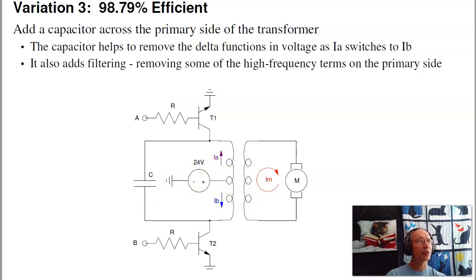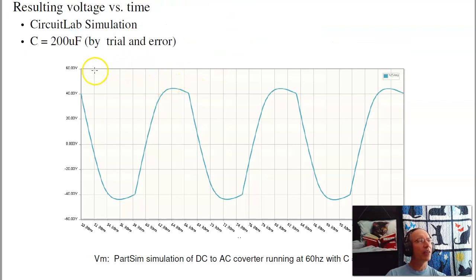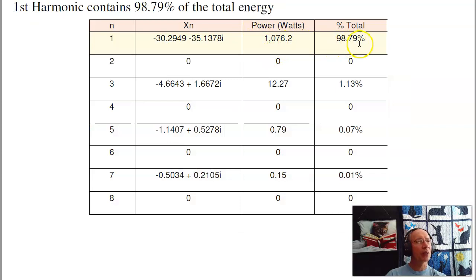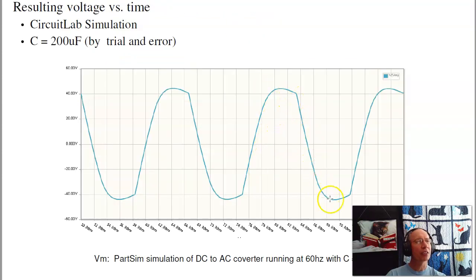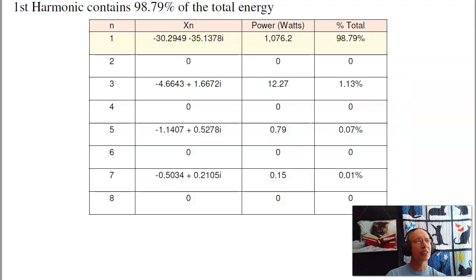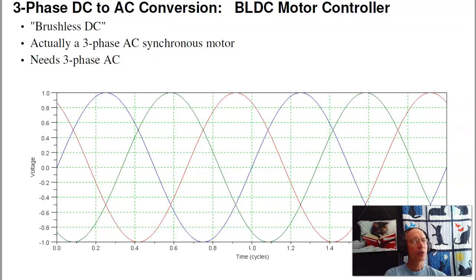some decent filtering. For example, if I make C 200 microfarads by trial and error, this is the waveform. If I do a Fourier series expansion for this, it now turns out 98% of the energy is in the first harmonic, and there's still a little bit of third, fifth, and seventh harmonic. You know there's something there because this is not a sine wave, meaning it does have harmonics, but it's pretty darn close. So with that DC to AC converter, I'm up to 98% efficient. So that's a couple of different ideas.